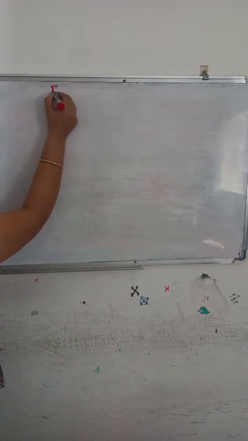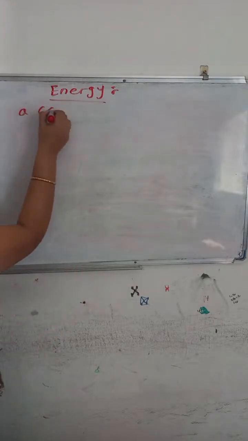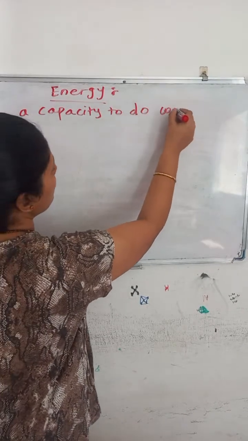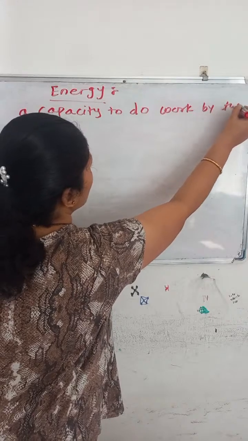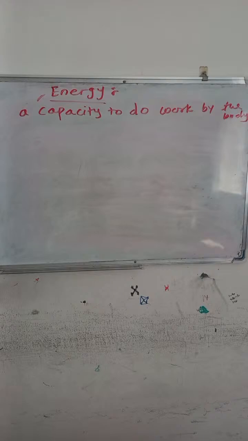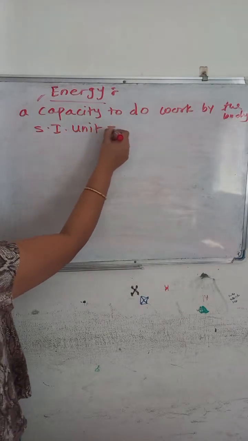Now next is energy. Very important part, energy. The entire chapter is on energy only. So energy is nothing but a capacity of a body to do work. Can you get it? Capacity to do work by the body is nothing but energy.